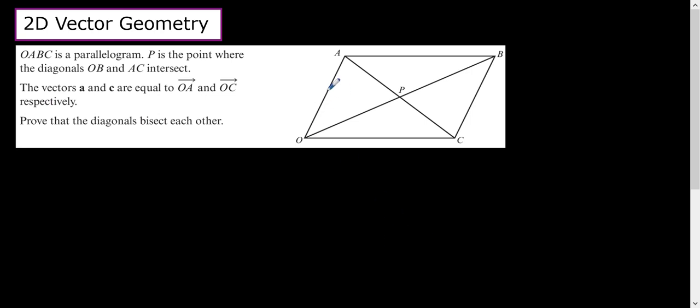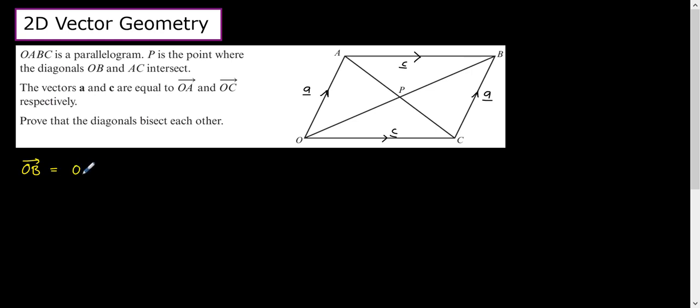The first thing I'm going to do is mark on my vector a and my vector c. Now I can also add in that CB is also vector a and AB is also vector c. We may or may not need them, but we know they're the same. It doesn't matter that they don't start in the same position. It is just that they go in the same direction. So, prove that the diagonals bisect each other. I'm interested in the diagonals OB and AC, so it makes sense to write down those two diagonals using vectors that we know.